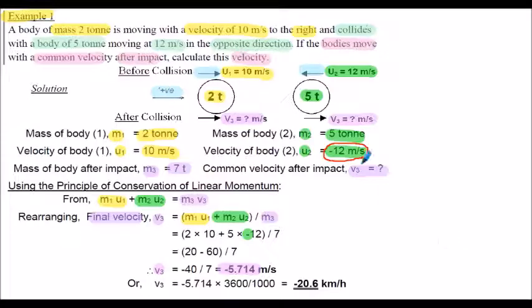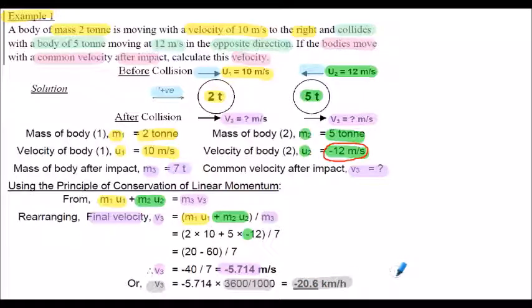And that's understandable because the initial momentum for body 1 is 2 times 10, that's 20 units. And the initial momentum of body 2 is 5 times 12, so that's 60 units. So there's greater momentum in body 2 than in body 1. The question does want the answer in terms of kilometers an hour. Of course, we can use the appropriate conversion. So negative 20.6 kilometers per hour.